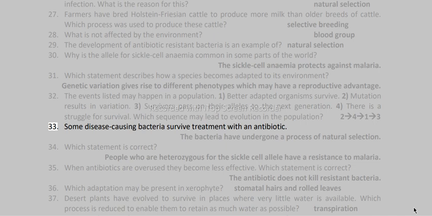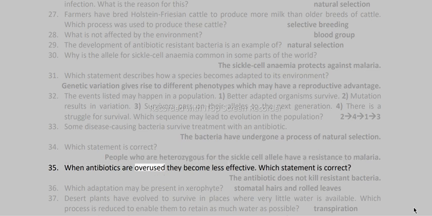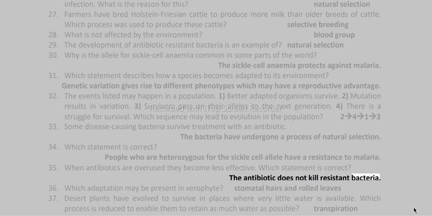Question 33. Some disease-causing bacteria survive treatment with an antibiotic. The bacteria have undergone a process of natural selection. Question 34. Which statement is correct? People who are heterozygous for the sickle cell allele have a resistance to malaria. Question 35. When antibiotics are overused, they become less effective. Which statement is correct? The antibiotic does not kill resistant bacteria.